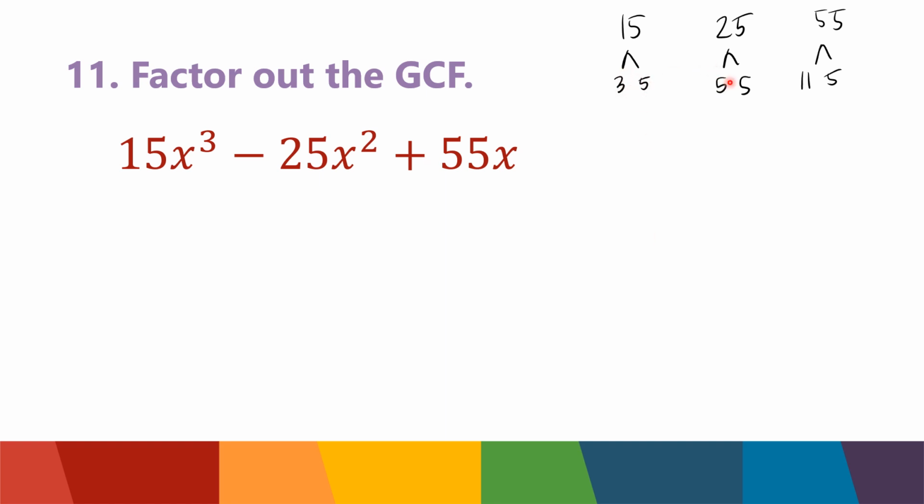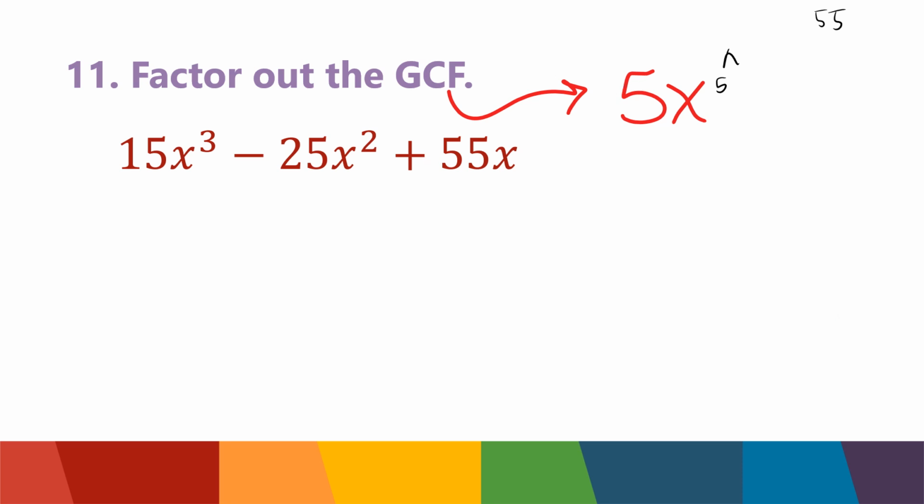3, 5, 5, 5, 11, 5. Those are all prime numbers, right? So what do those factor trees have in common? A 5, right? So we're going to pull out a 5 and an x.